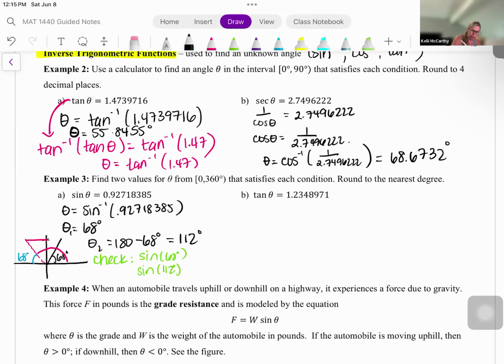Tangent theta is 1.2348971. So to find theta, or theta 1 in this case, we're going to use inverse tangent of 1.2348971. I like these examples with these long decimals because real life doesn't deal with pretty numbers. So we do have to make sure that we're paying really close attention, taking our time and making sure that we typed the argument in correctly. So we find that theta 1 is about 51 degrees if we're rounding to the nearest degree.